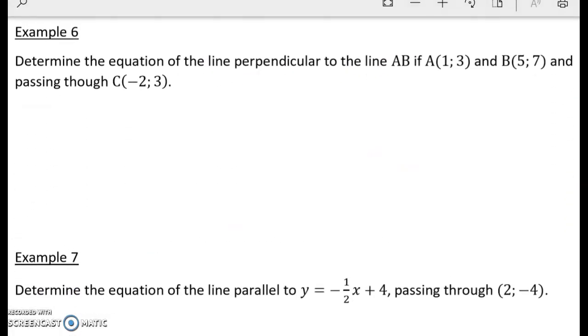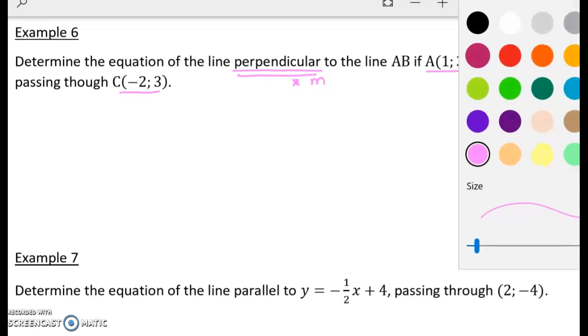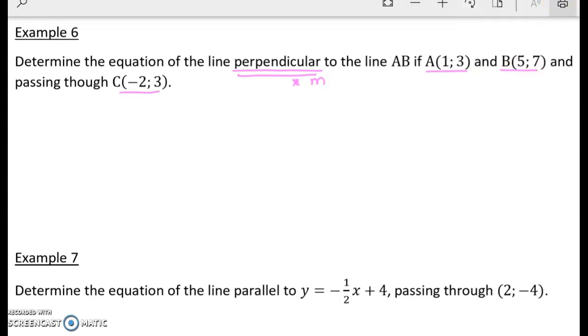Okay, moving down to the next example. Example number 6. Determine the equation of the line perpendicular to the line AB. Perpendicular means we know the gradients. The gradients aren't equal, but we know the relationship. And then the first thing I would do is you've got to flag the fact that it's a perpendicular line.